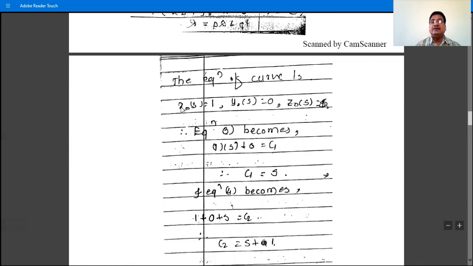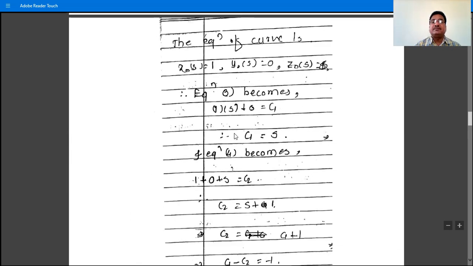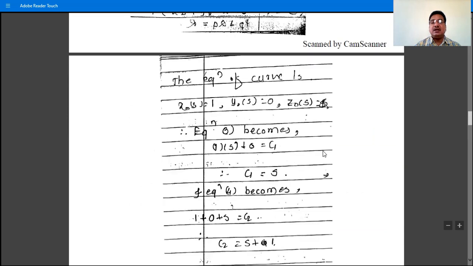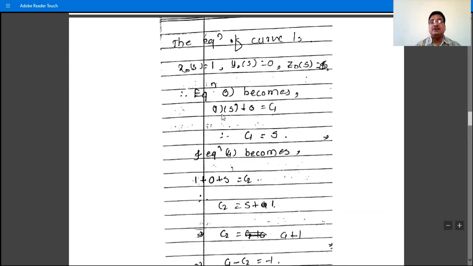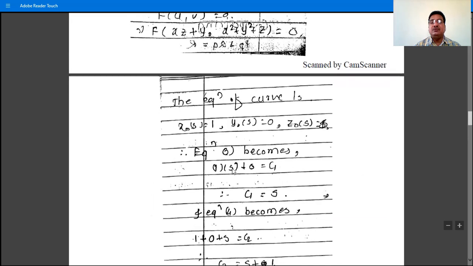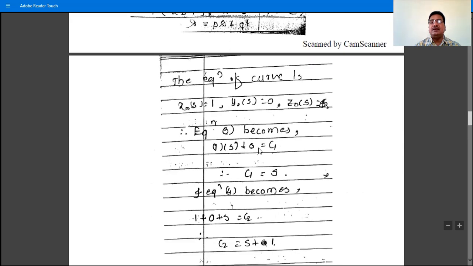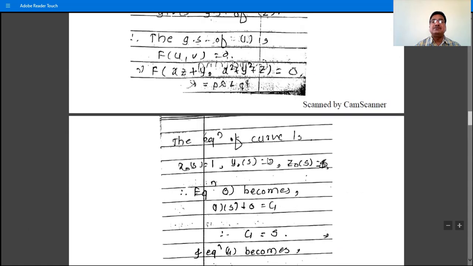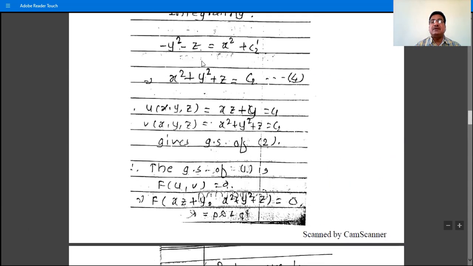The given curve is x₀ = s, y₀ = 0, z₀ = 1, and so equation 3 becomes... Substitute the values x as 1, y as 0, and z as s in equations 3 and 4. From equation 3 we have x into z, that is 1 into s, plus y which is 0, equal to c1. Therefore c1 is s.